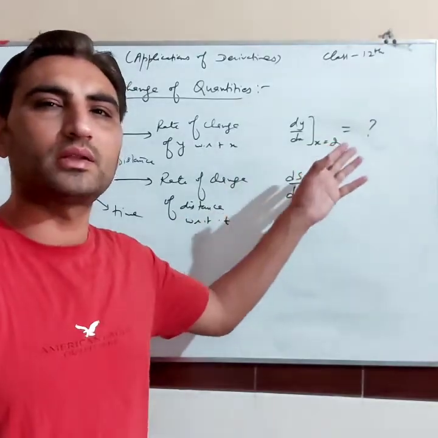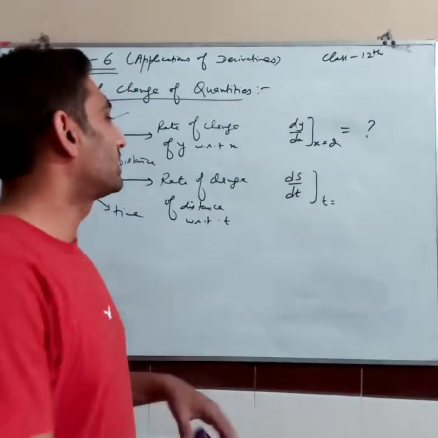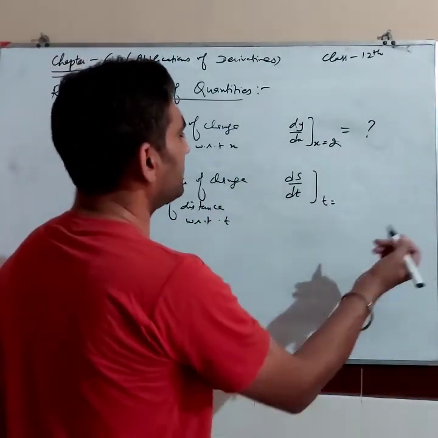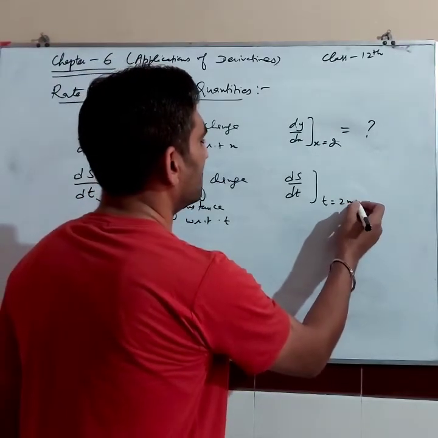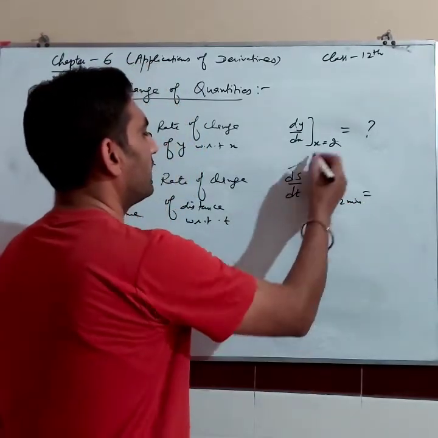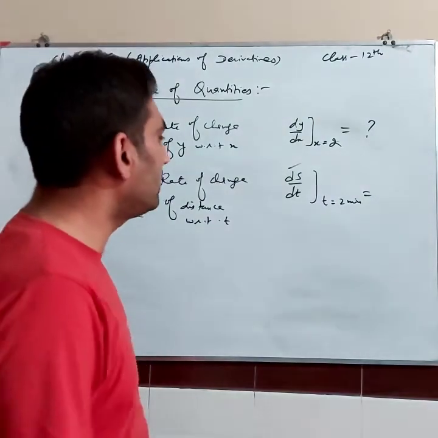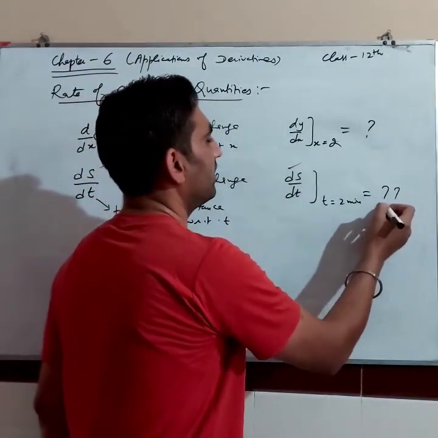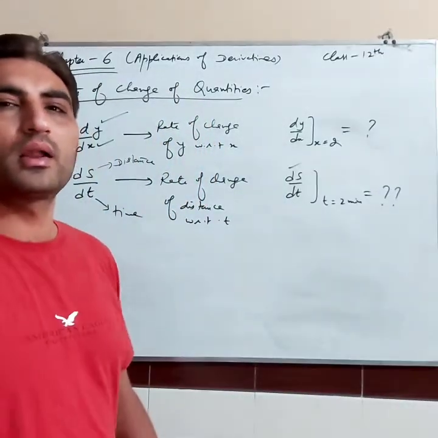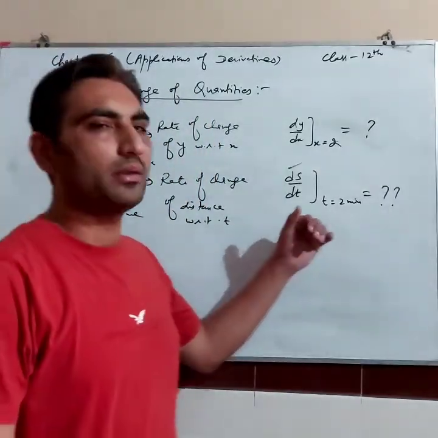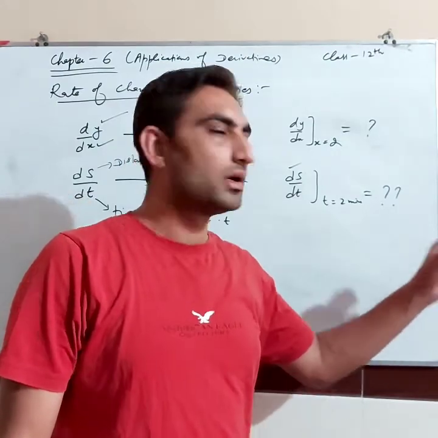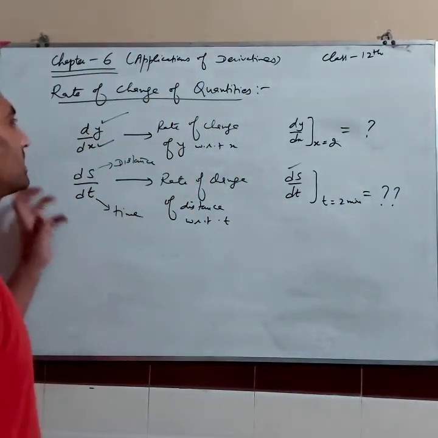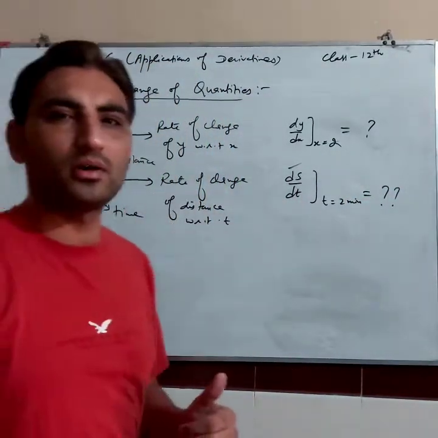What is the rate of change of y with respect to x at x equal to 2? Same as here, there may be some value of time, for example 2 minutes. So you have to solve first for ds over dt. Then in that answer replace t by 2 and you will get the rate of change of distance with respect to time at time 2 minutes. So in this way you will see some use of this kind of rate of change of quantities.